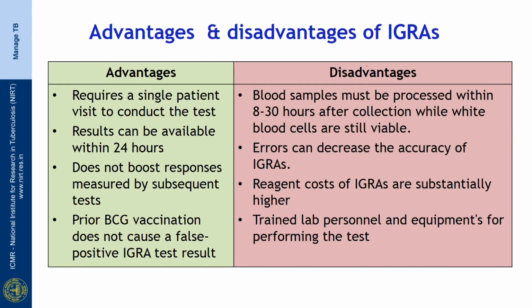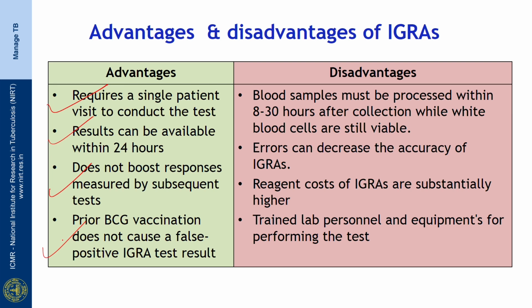So, what are the advantages and disadvantages of IGRA? The advantages include that it needs only a single patient visit to conduct the test, it is a blood test, unlike the TST where the patient has to come twice to read the induration after a period of 48 to 72 hours. The results can be available within 24 hours. This does not boost immune response as measured by subsequent tests. Prior BCG vaccination does not cause false positive IGRA test results unlike the TST.